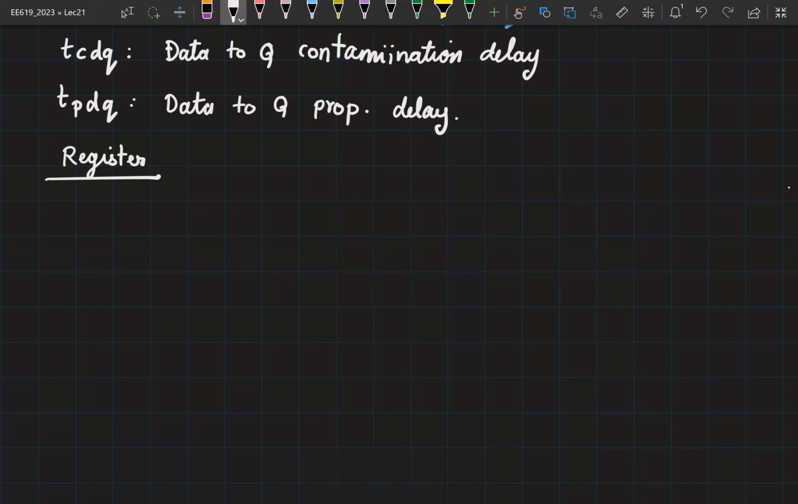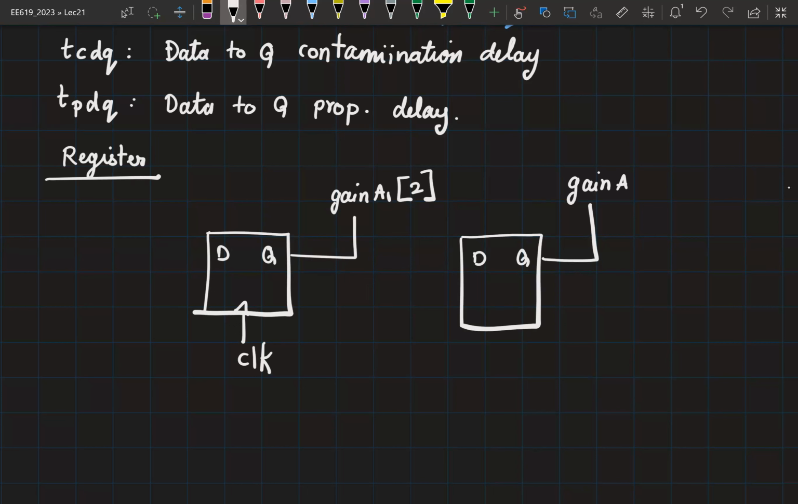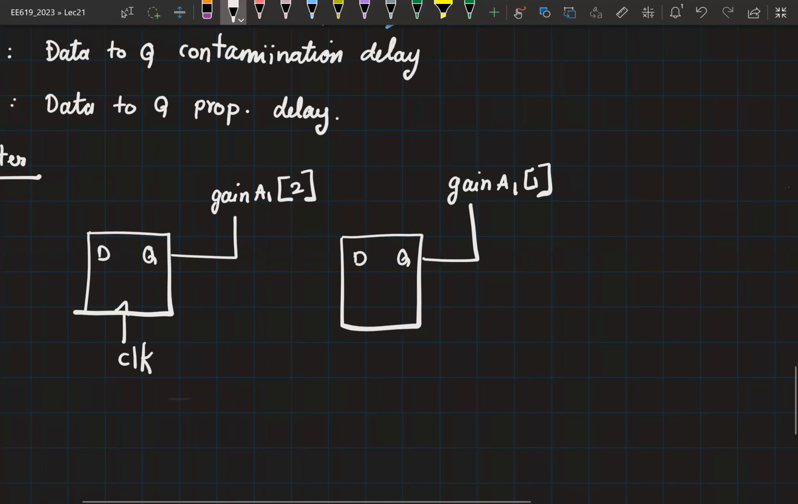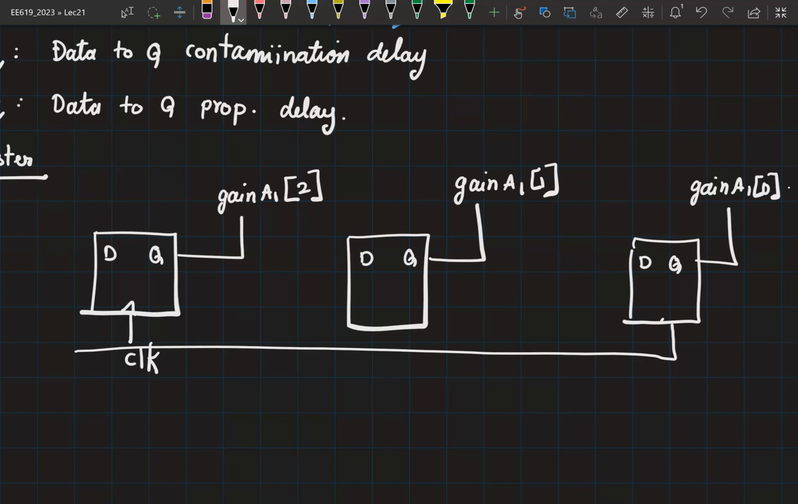So for example, in the project given to you, you had to set the gain of an op-amp. Right? So I could have two flops. Let's say this is gain A1. How many bits did it have? 3 bits, right? So this will be gain A1 of 1. Gain A1 of 0. All of them are clocked by the same clock.